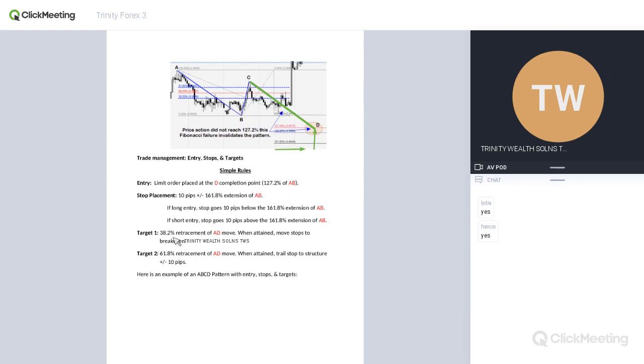So then our targets are, where will we place our TP? At 38.2% retracement of AD, all right? So now we'll draw another Fibonacci from A to D. Our TP number 1 will be at 38.2% retracement of AD. Then our target number 2 will be at 61.8% retracement of AD move. So when attained, trail stop to structure. Okay, we discussed trailing. That one you are trailing manually, all right?